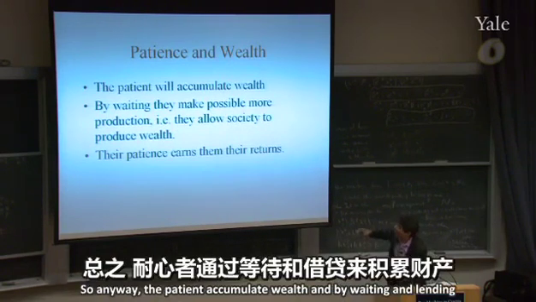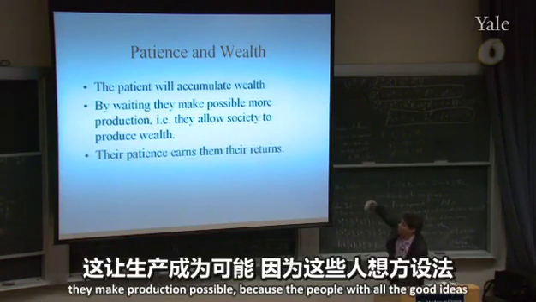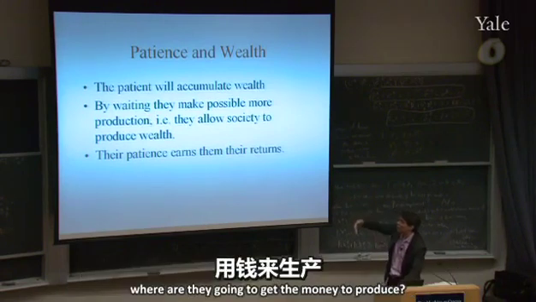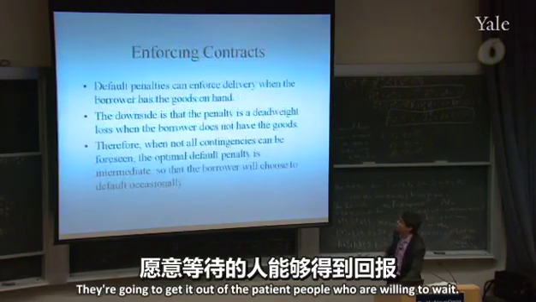So anyway, the patient accumulate wealth, and by waiting and lending, they make production possible, because the people with all the good ideas, where they're going to get the money to produce, they're going to get it out of the patient people who are willing to wait.